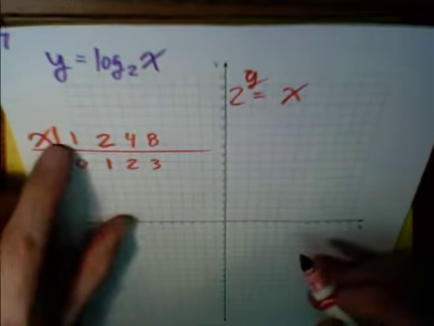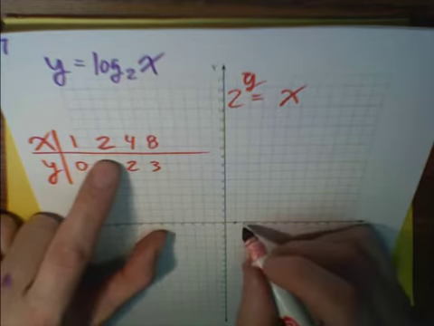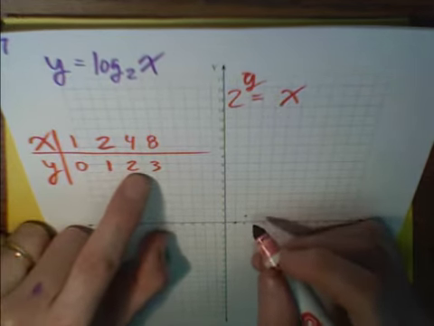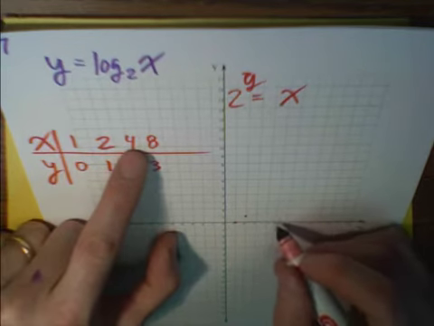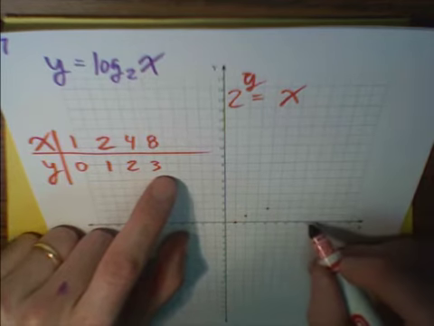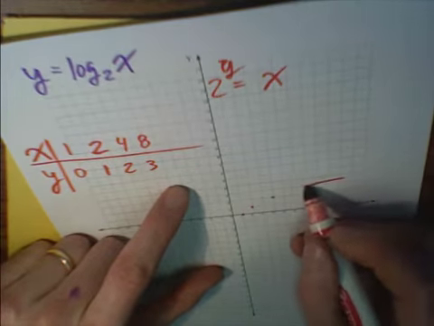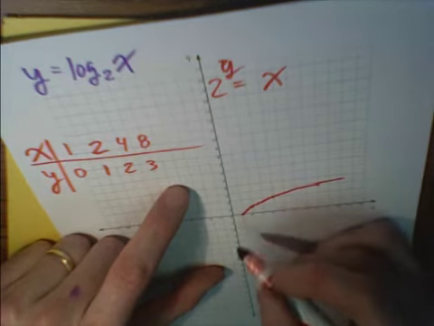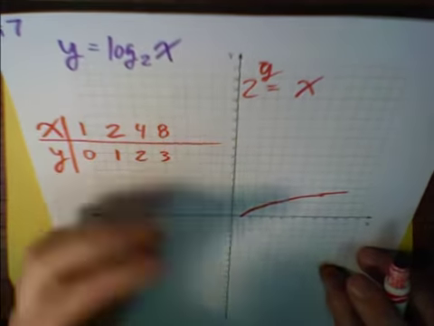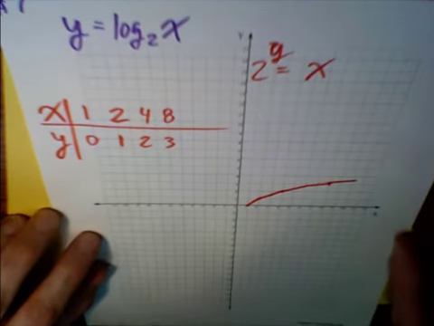On the x value, 1, 0, 2, 1, 4, 2, and lastly 8, 3. And so we see that we're going to get this very nice curve that's heading upward. And again, the graph will never go into x equal its negative values.